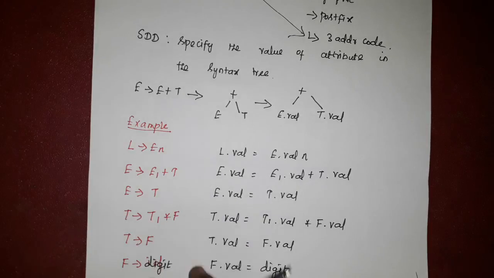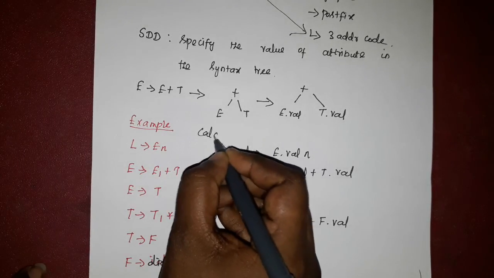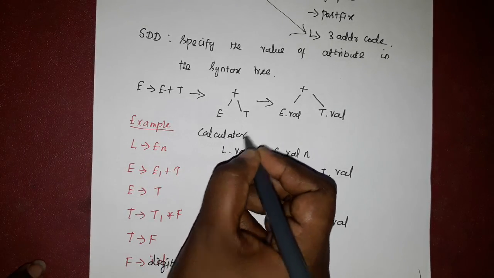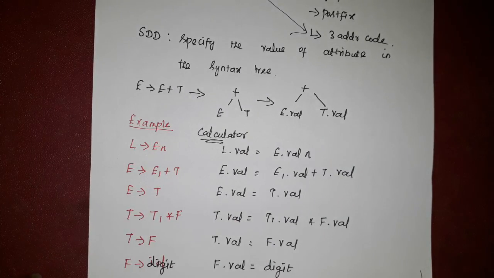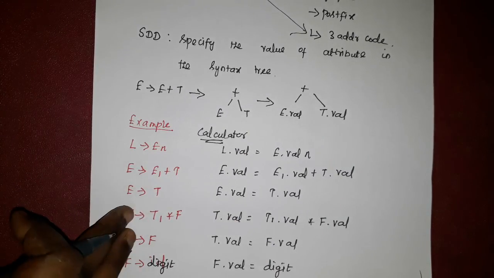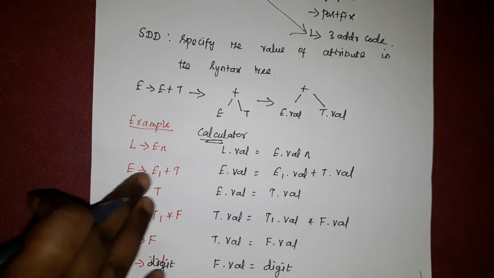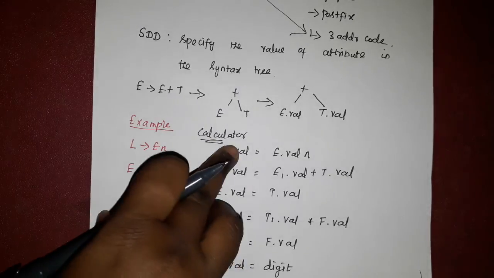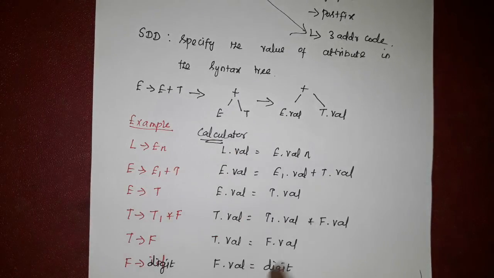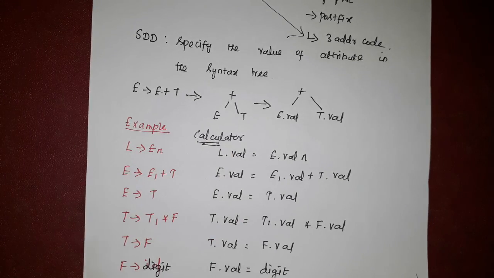So this is the simple example for the calculator. A calculator is generally used to calculate many operations. The basic operations are addition, multiplication, subtraction and division. These are written as syntax directed definitions. So this is a simple example for a calculator which specifies the value of attribute in all these expressions.